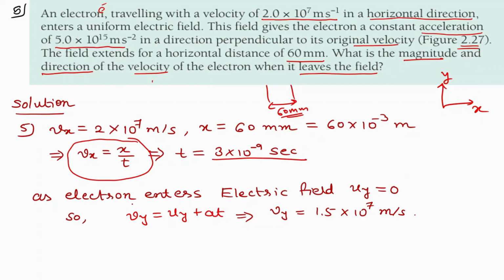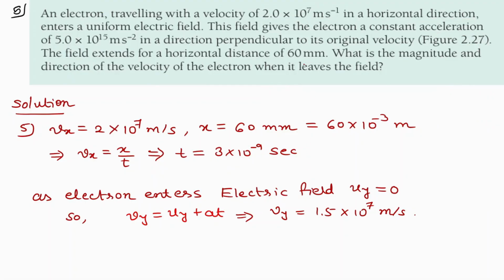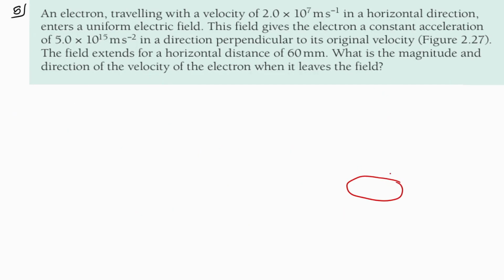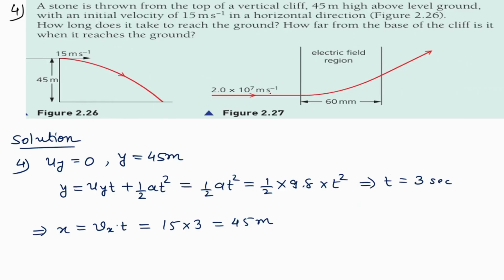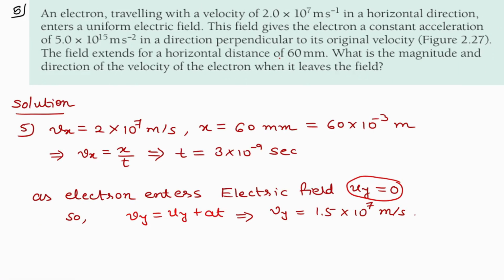Now, when the electron enters the electric field, they didn't mention the vertical direction, so we need to consider it as zero. In this figure, they also show only the x direction. There's no component in the y direction. So we use this equation over here. Vy is equal to 0. We need to find Vy, and Vy we got here.